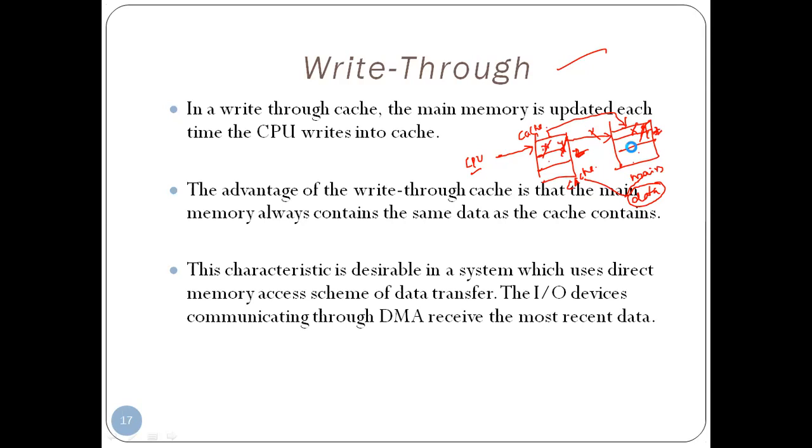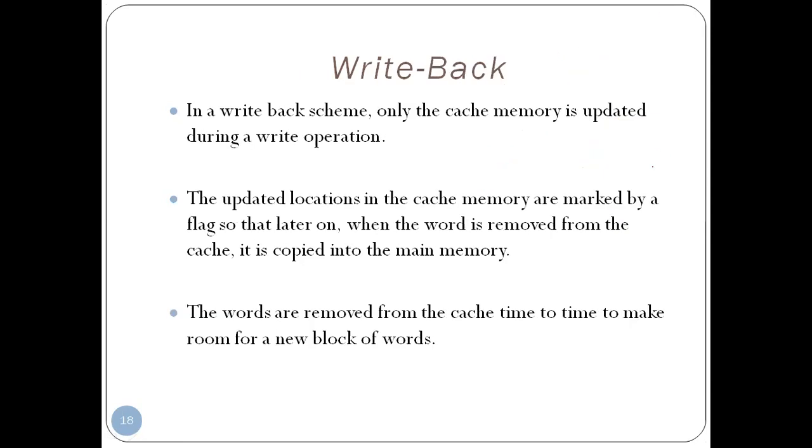Now when it comes to write back, here we have the CPU, the cache, and the main memory, as in the previous case. Whenever the CPU writes in the cache memory, suppose it has written X over here, this X will be updated in the main memory only later, during a write operation, but not each time.